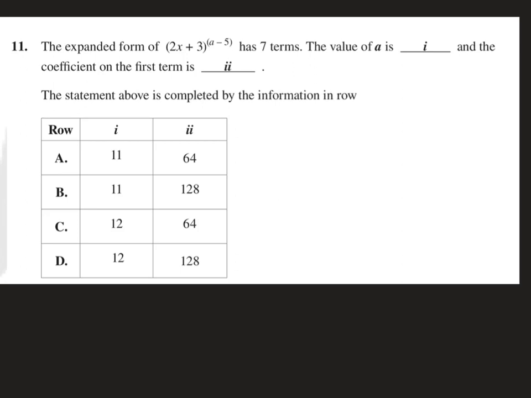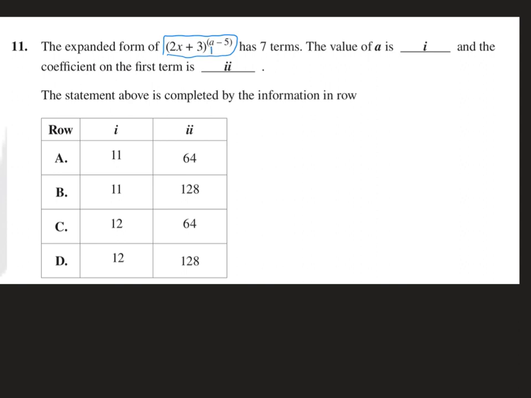Alrighty, let's take a look at this question. So we want the expanded form of (2a + 3) to the exponent of a minus 5 has 7 terms. The value of a is.